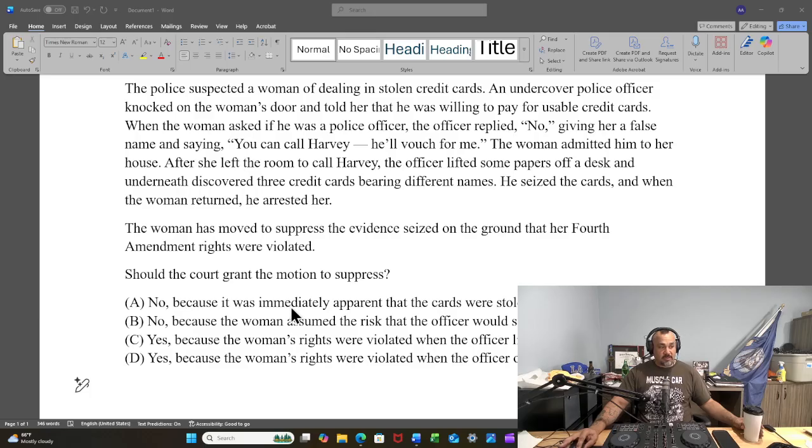No, because it was immediately apparent the cards were stolen. No, because the woman assumed the risk that the officer would seize the items. No, okay, it's not A, B that I'm thinking of. Yes, because the woman's rights were violated when the officer lifted the papers. Or D, yes, because the woman's rights were violated when the officer obtained entry by deceit. Okay, so let's look at this one.